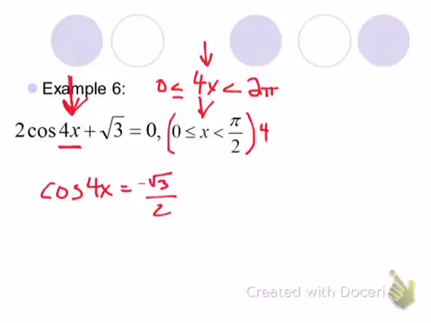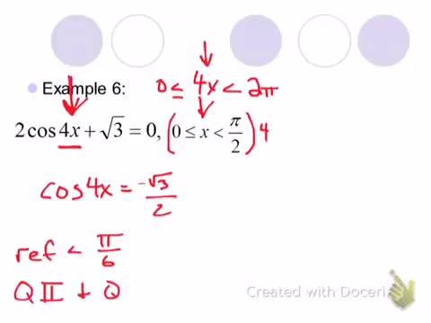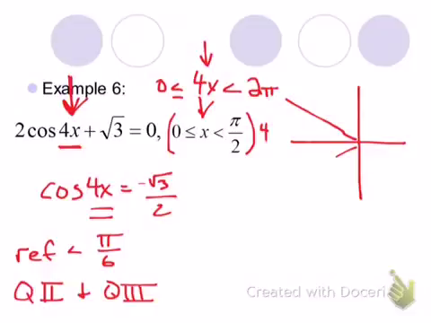Right? We got this far yesterday, I believe. Which tells us that our reference angle is, what's our reference angle for cosine? Is root 3 over 2. Pi over 6. And the quadrants where the cosine is negative, quadrant 2 and quadrant 3. So my angle, which I need to remind myself, is 4x. My angle is in quadrant 2, quadrant 3, pi over 6. So pi over 6 here, pi over 6 here.